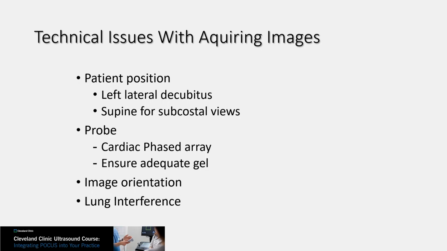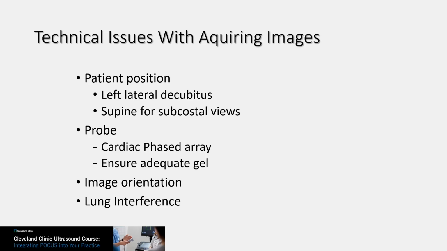There are certain things that we have to be aware of when acquiring images. Make sure your patient is appropriately positioned. As much as you can, try to get them in left lateral decubitus position. If you're getting subcostal views, use supine. They can always flex their hips and knees to soften their abdomen.